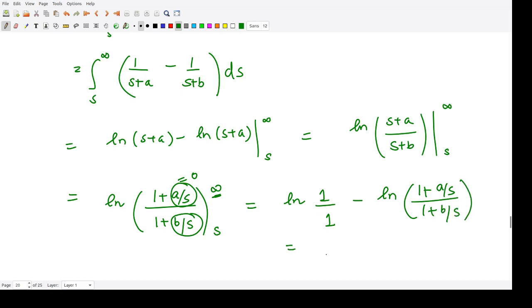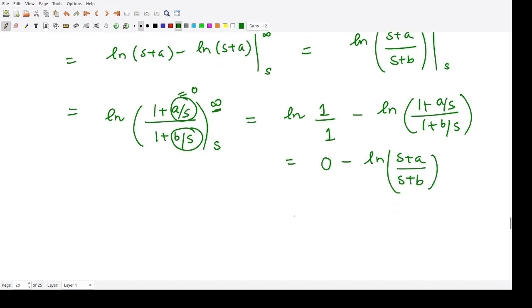So what is log of 1? It is 0. And what is this quantity? This you can rearrange. So you would have s plus a divided by s plus b, and then again you can take this minus sign inside, so it would be log of s plus b divided by s plus a. So this is the final answer.